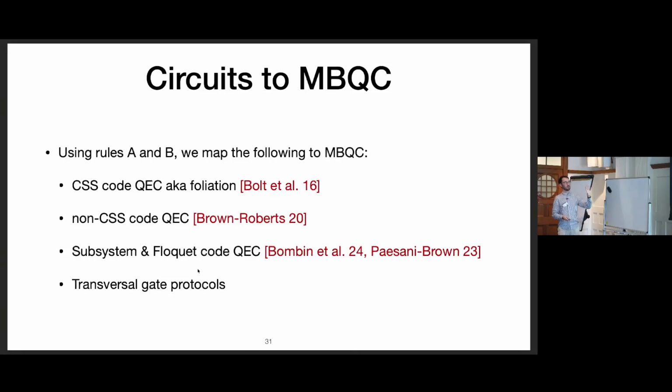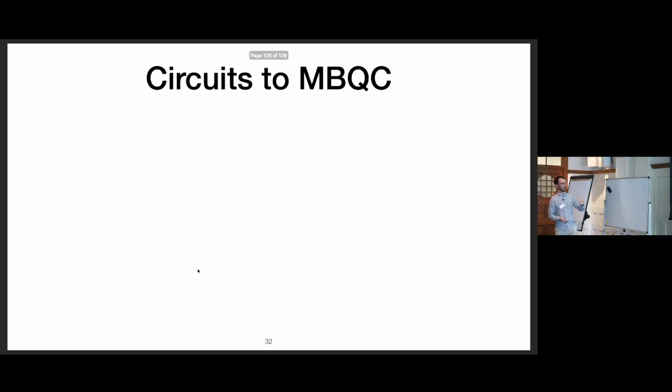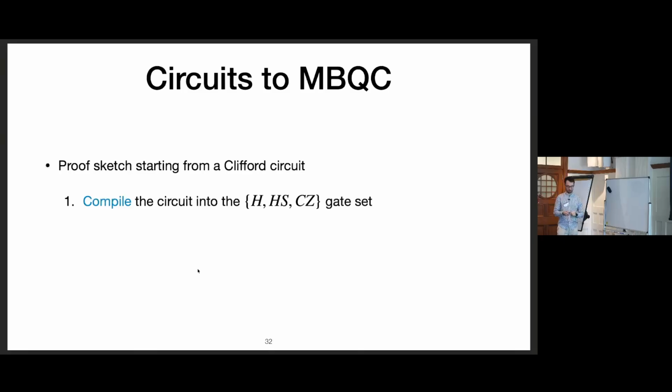So this is the main application that we did in the paper, and I just want to tell you a bit about how that works. We start from some Clifford circuit, and we want to translate this to measurement-based quantum computing. First we compile into a slightly strange gate set, with Hadamard gates, Hadamard followed by S, and CZ gates. I can write all Clifford gates in this way because I can get Hadamard, S and CNOT from this.